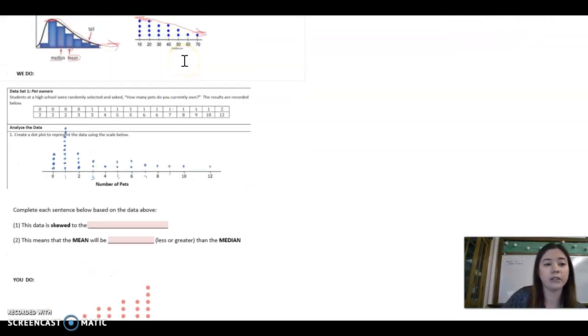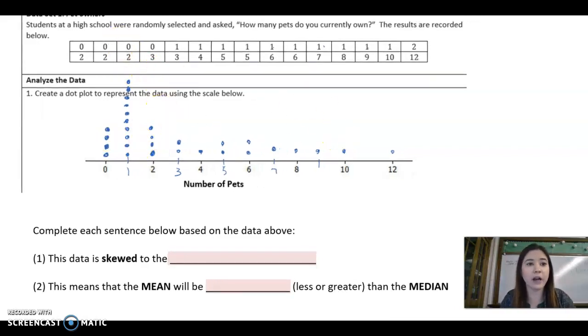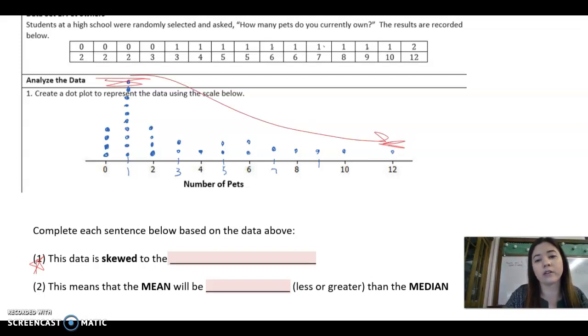So let's check this one out. I'm just going to jump down to the question here. I see I have a dot plot. I want to know, number one, which way is the data skewed? So take a peek at it. See if you can figure out which way this data is skewed. Data's right skewed. We have the bulk of our data right here, and then it thins out way over here, which is to the right. My tail points to the right, so we would say this is right skewed.